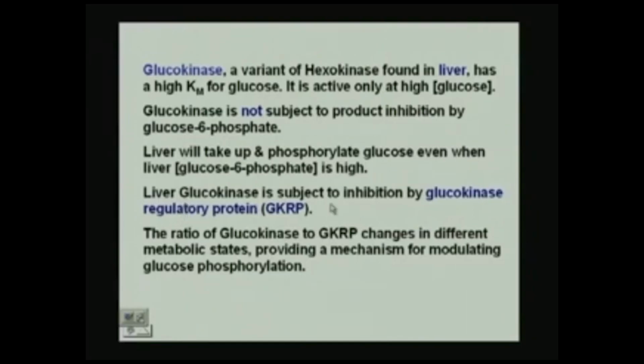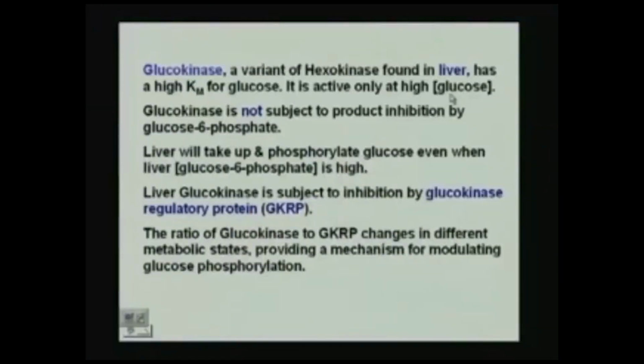Now, the liver glucokinase is subject to inhibition by another protein, and that protein will regulate when glucokinase is going to act. So, it is not inhibited by a product, it is inhibited by another protein that regulates when glucokinase should be acting on a glucose and when it should not be acting on a glucose. This glucokinase regulatory protein would work when we have low glucose, because high glucose would actually have glucokinase work on it.